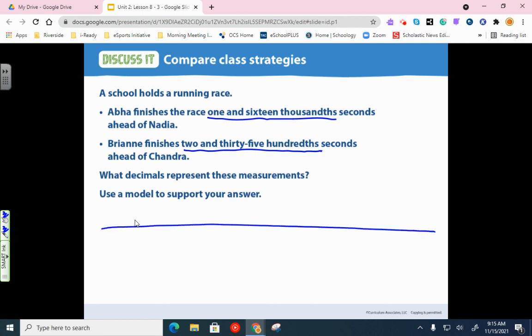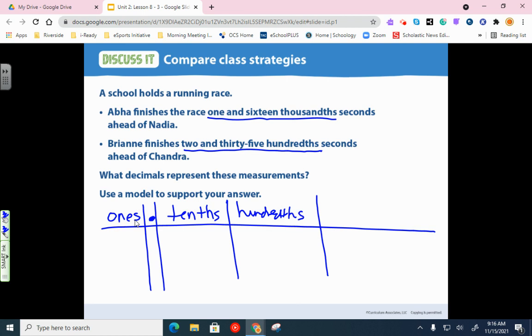Let's draw our line across here. Now I noticed that the only whole number place we're dealing with is ones. And there's our decimal point. And the farthest to the right we're dealing with is thousandths. So we're going to have tenths, we're going to have hundredths, and we're going to have thousandths. Okay. So let's start with the first one.